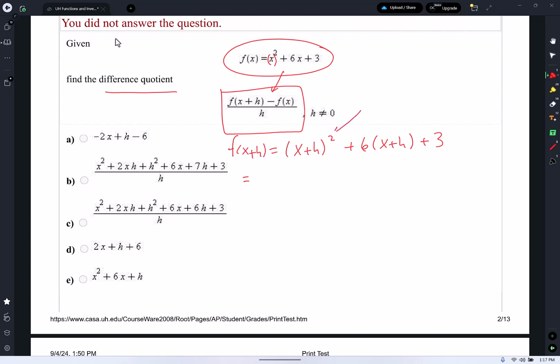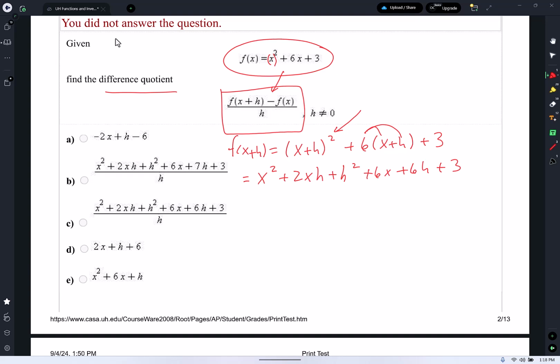You see that squared? Let's see if we can do it fast. What's x times x? x squared. What's x times h? xh, but we're going to double it, plus 2xh. Does everyone see where I got that? And then what's h times h? Hopefully you can get that fast, and it's really simple to do. 6 times x, 6x, 6 times h, plus 6h, plus 3. Doesn't look like anything combines. Are we okay so far?